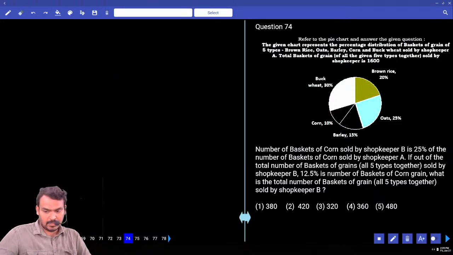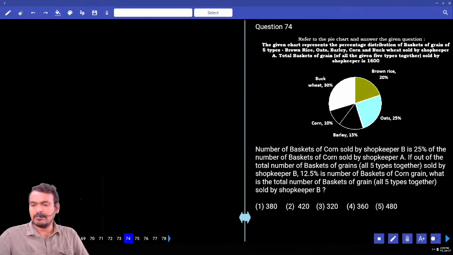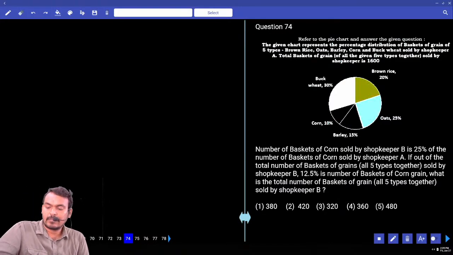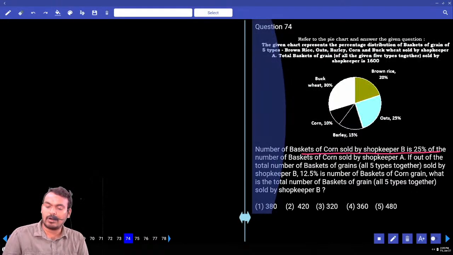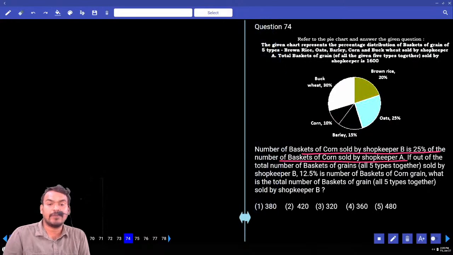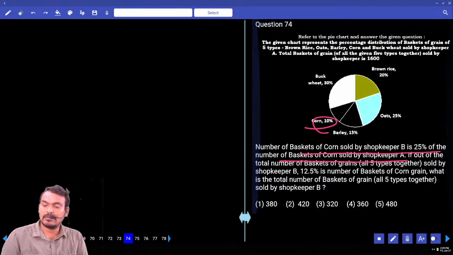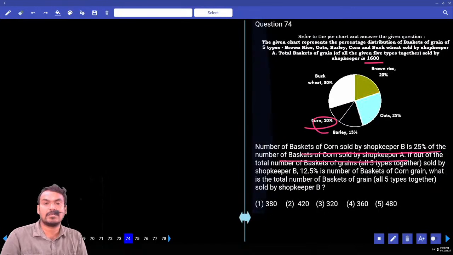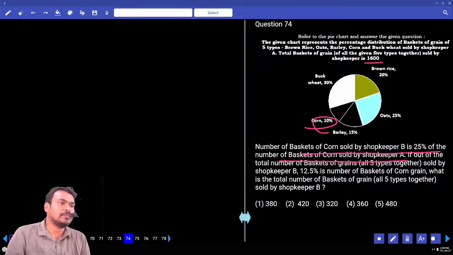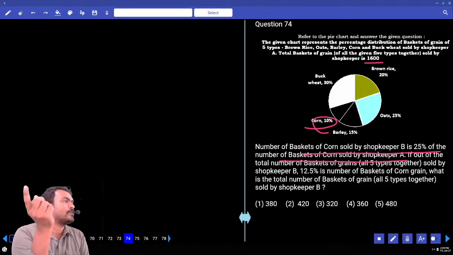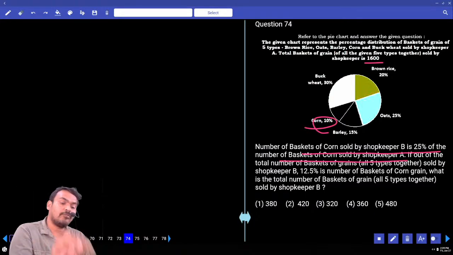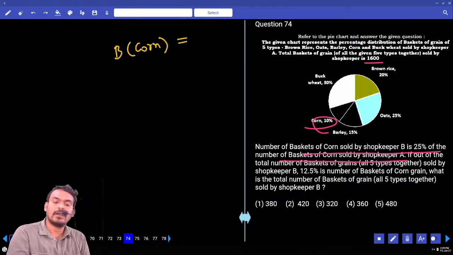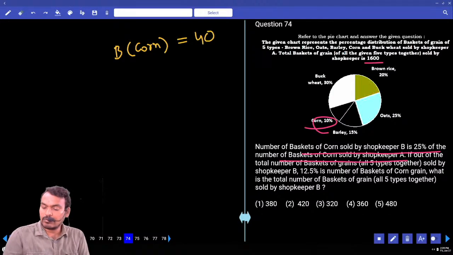And here the pie chart represents only A or B? A, or not? But here the number of baskets of corn sold by B is how much percent of A? 25%. What is the A corn percentage? 10%. What is 10% of 1600? 160. In that, how much percent? 25%, or not? What is 25% of 160? 40. That 40 is the B corn value, or not? What is the B corn value? 40.